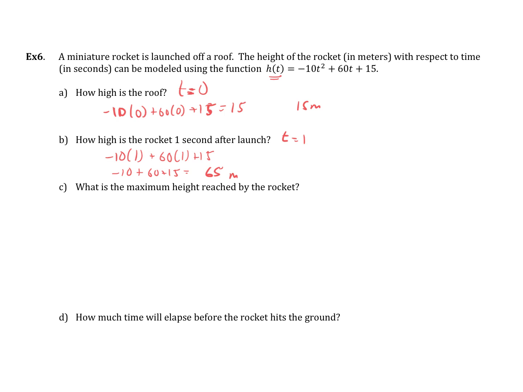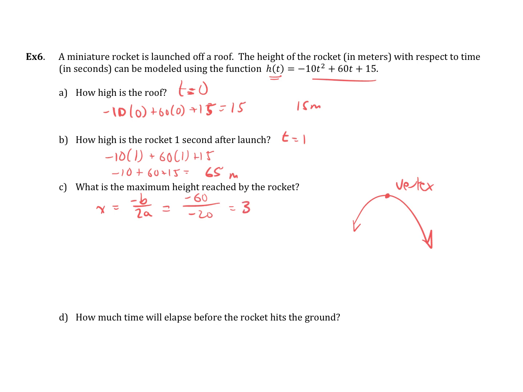What's the maximum height reached by the rocket? Well, we know this is a negative 10 in terms of the a, so this is one of these parabolas that opens downward. We're trying to figure out the maximum height of this whole thing, so this is all about the vertex. Since this is given in standard form, all we know is that the x-coordinate of that vertex is going to be negative b over 2a. That is negative 60 over negative 20, which is positive 3.